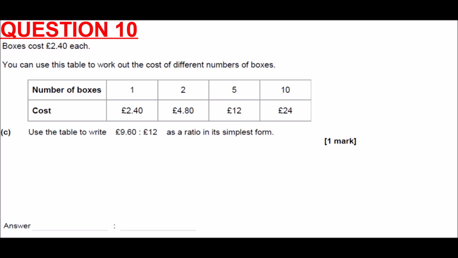Part C, it says use a table to write £9.60 to 12 as a ratio in its simplest form. And so £12 is 5 boxes. And here, £4.80 is 2 boxes. You can probably notice, I'm hoping you can notice, that double £4.80 would be £9.60. And so if we double the price, that must be double the number of boxes. So £9.60 would be 4 boxes worth. And so the ratio here, simplified down, would be 4 to 5. And that's question 10 complete.